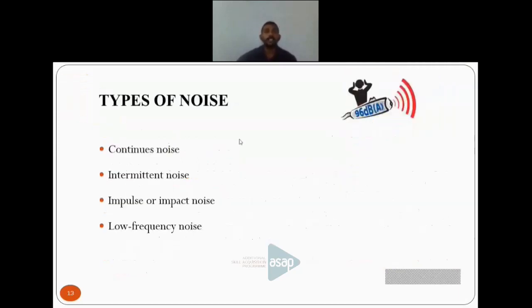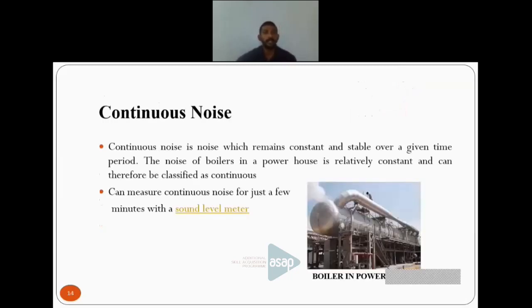Now let's see the types of noise. There are 4 types of noise: continuous noise, intermittent noise, impulse or impact noise, and low frequency noise. Continuous noise, as the name indicates, is continuous in nature, without stopping. The main examples are industries and engines. If they are continuously running, that is termed continuous noise.